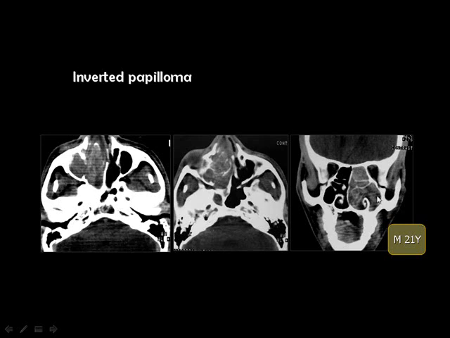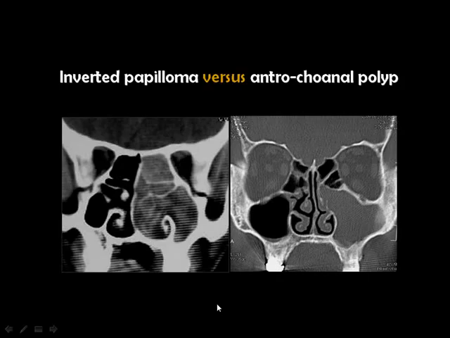Then you can see here a case of inverted papilloma. The maxillary sinus is opaque and the lesion is continuous in the nose, and the ethmoidal air cells are affected. This is the difference between the inverted papilloma in this case and the antrochoanal polyp.